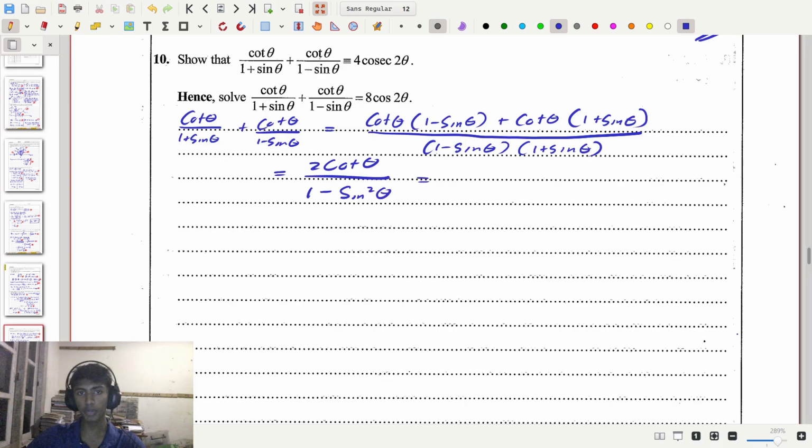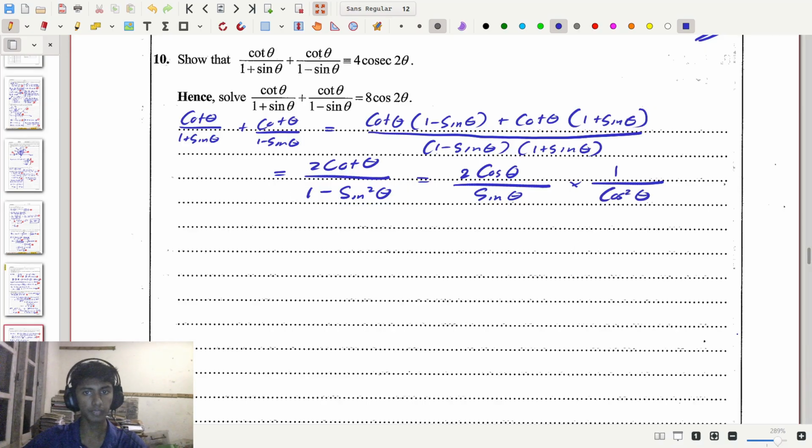Next, I'm going to convert cotangent of theta into cosine theta divided by sine theta, and I'm also going to convert 1 minus sine squared theta into its other form, which is cosine squared theta. We can do this due to the popular identity that cosine squared theta plus sine squared theta for any angle theta is equal to 1. We all know this. So this is equal to 2 cosine theta divided by sine theta times 1 over 1 minus sine squared theta, which is equal to cosine squared theta no matter the angle theta.